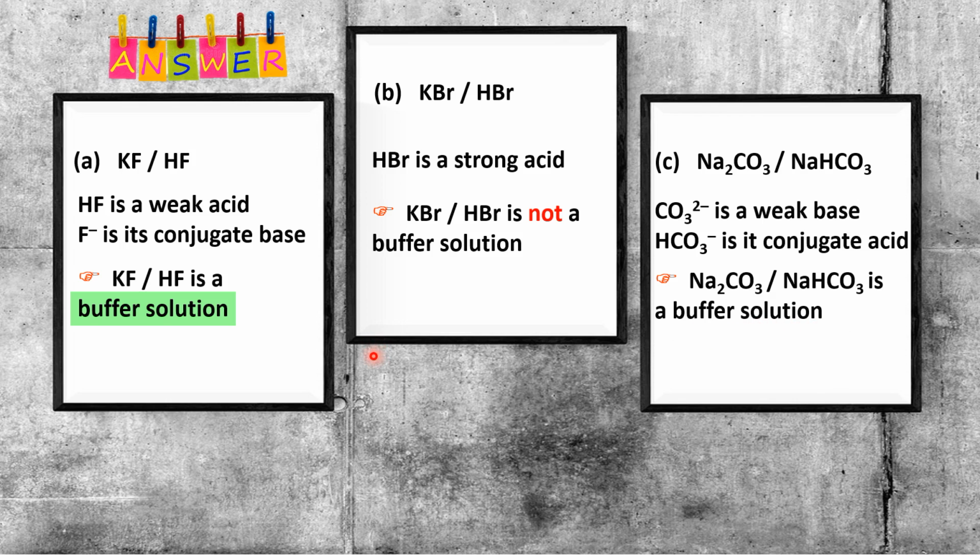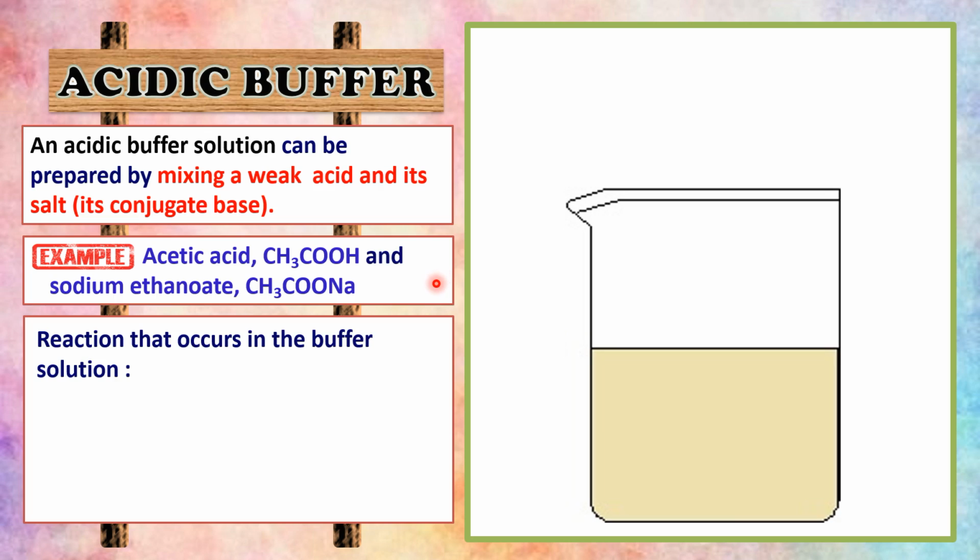So we can conclude that a buffer solution should have a mixture of a weak acid and its conjugate base, or a weak base and its conjugate acid. There are two types of buffer solution, that is acidic buffer and basic buffer. An acidic buffer solution can be prepared by mixing a weak acid and its salt, that is its conjugate base, for example, acetic acid and sodium ethanoate, that is its salt.